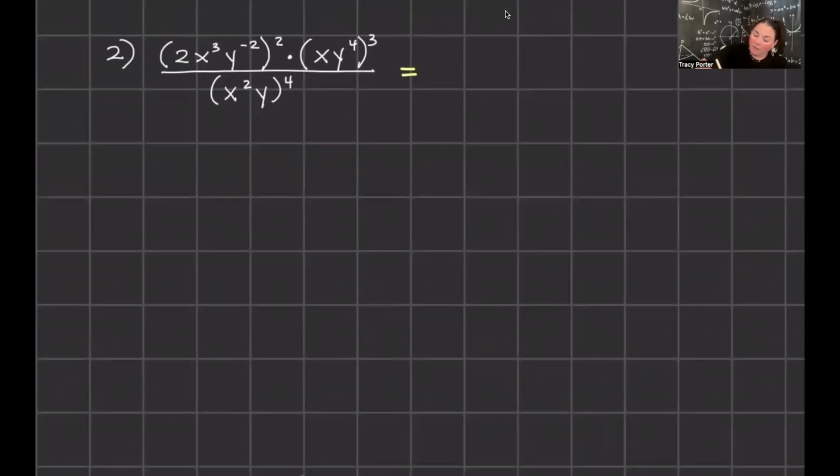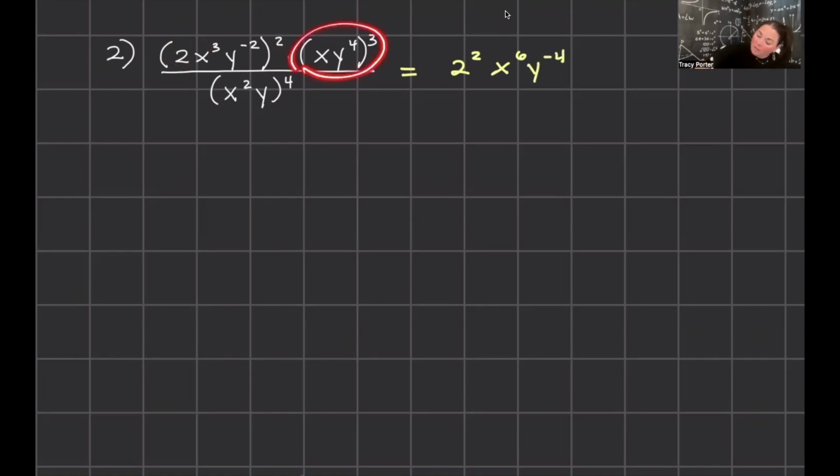So what I'm going to do here is go ahead and distribute the power. A common mistake is to forget to distribute the power to the constant that's sitting out front. So let's make sure that we write that as 2 to the second power. And then you have x to the third raised to the second. We know we're going to multiply those, so let's go ahead and do it. So we can skip a few steps or combine a few steps, if you will. And this will be y to the negative 4.